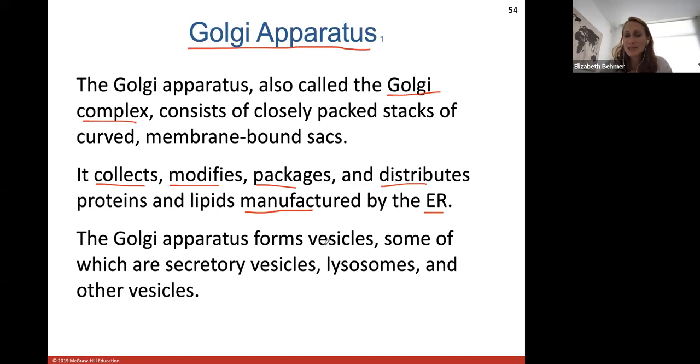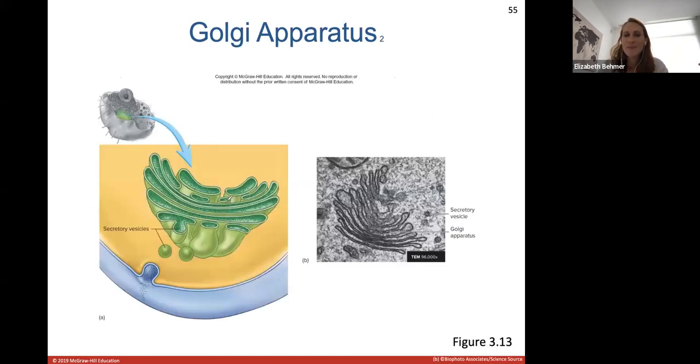The Golgi apparatus can form vesicles with the protein or lipid that's inside of it. Some will be a secretory vesicle, which will be spit out of the cell for secretion. Some might be a lysosome, or some might be some sort of other vesicle. So that's the Golgi apparatus. You'll often see it colored green in cells. I don't think it necessarily is the color green, but many textbooks color it green.